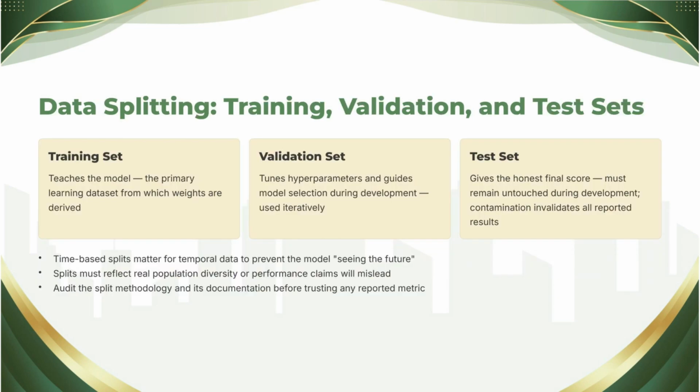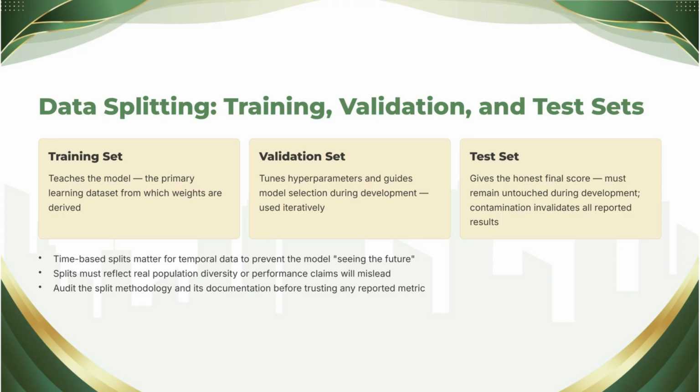Here's a question that sounds academic, but decides whether performance numbers can be trusted at all. When the team built this model, how did they split their data? Let me explain why this little detail deserves your full attention. Machine learning has a golden rule. You must evaluate a model on data it has never seen.